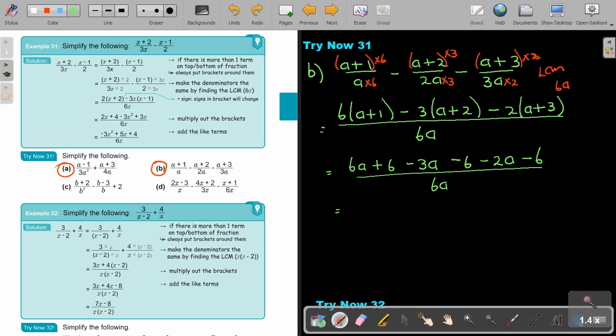So now, mark your like terms, then you cannot make mistakes and leave out one. There's your like. Okay, you can identify that already. So then this is going to be 6a minus 3a minus 2a, so it's just going to be a. And then 6 minus 6 is 0 minus 6 over 6a. And that will be your final answer.